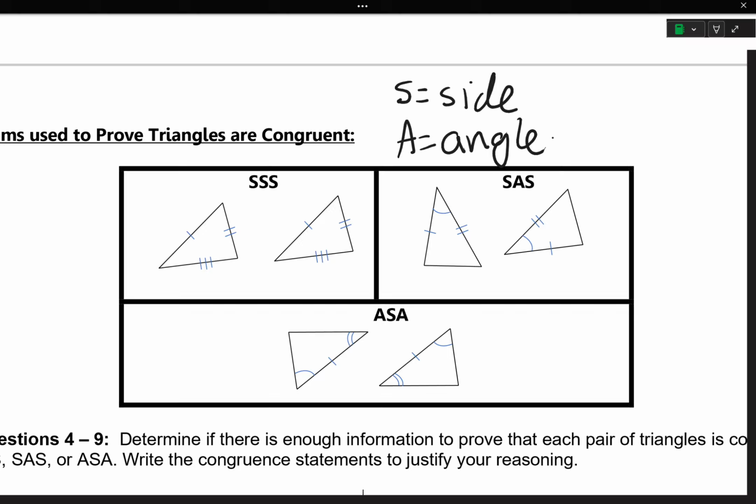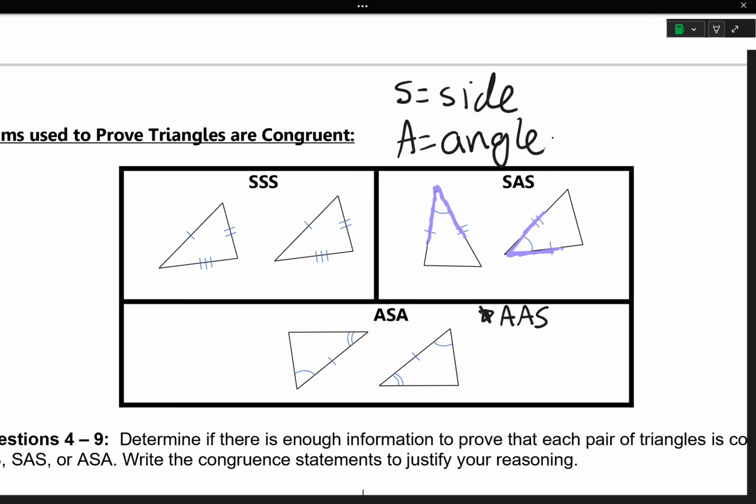1, side, side, side. All 3 sides are the same. The second possibility, a side, angle, side sandwich. This is what I mean. Look at how the angle is in between the single and double tick marks. Right? It's a sandwich. We also have angle, side, angle. This also should be a sandwich of sides and angles. However, asterisk, angle, angle, side also works. So 2 angles on the side will still work.